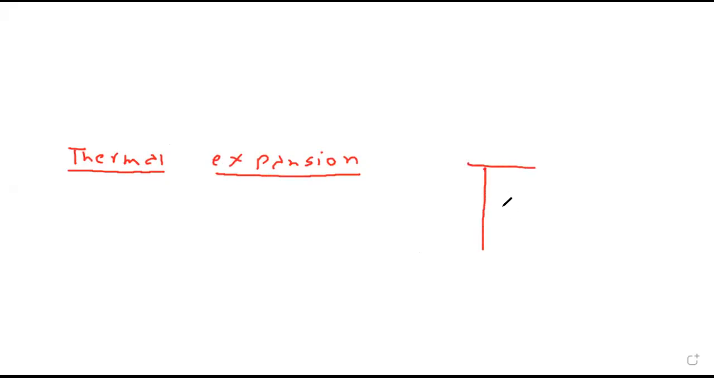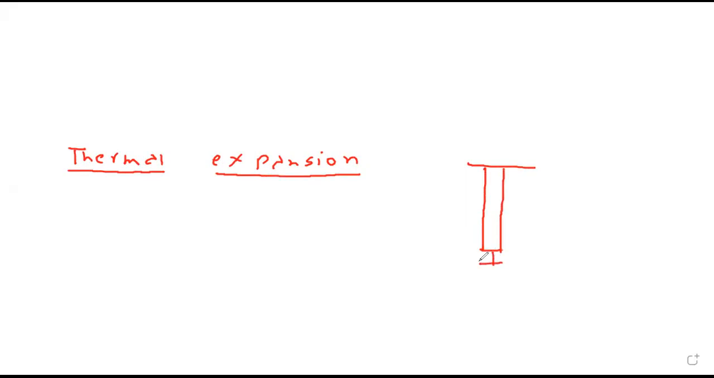Heading: thermal expansion. What is the meaning of the word thermal? Heat. Expansion means what? Contract or elongate? Elongate, correct.